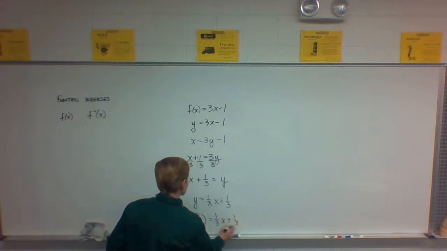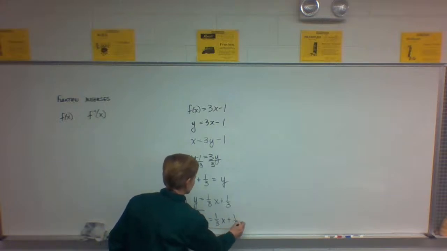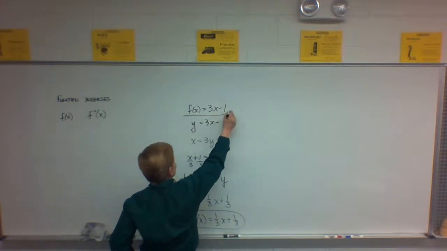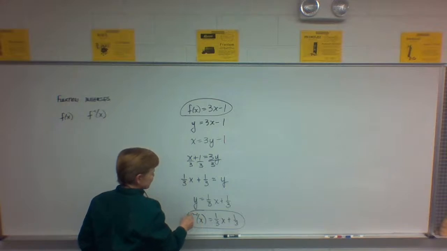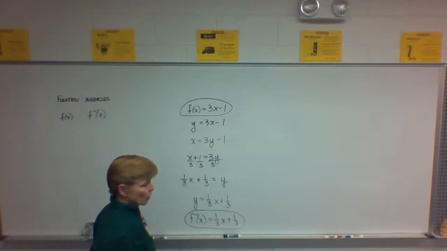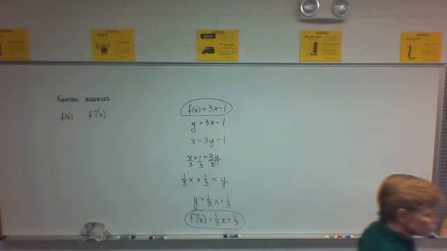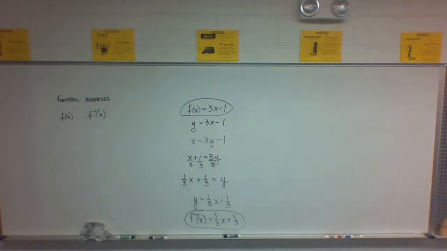You need to refer back to the form that it was offered in. This was offered as f of x. You need to finish it by saying f inverse of x equals this new y. Call it what it is. But you can use y in the interim to not have to drag around that so much.